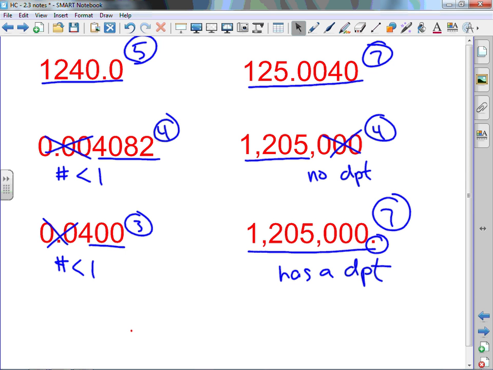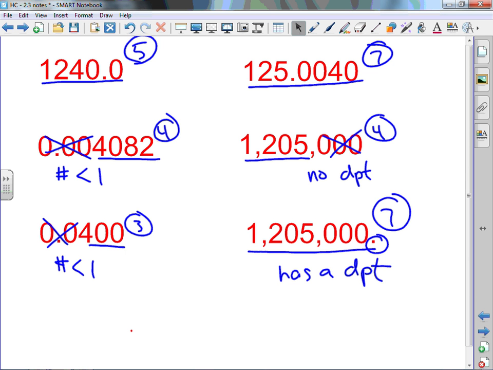The last one, 0.0400, only has 3. It's a number less than 1. Those beginning zeros do not count. The ones at the end do count because, number one, they're after a non-zero and there's a decimal point in the number. On the right, all of them count, so there's 7 there. The last 2 are very similar. The only difference between the last 2 is the very last one has a decimal point at the end. That completely changes how many significant digits there are.